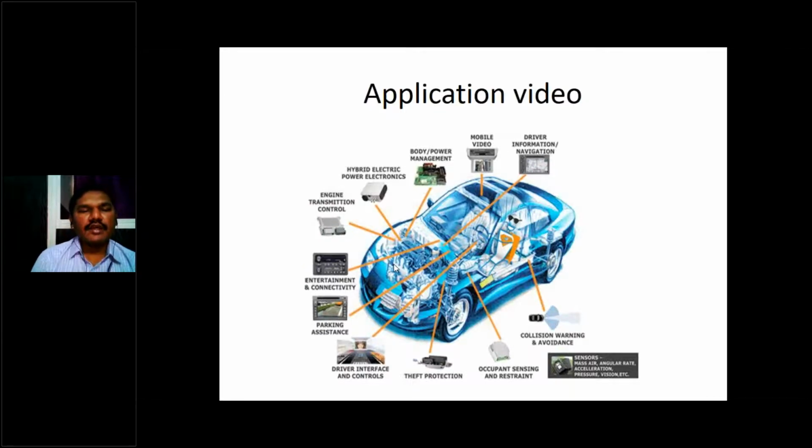Suppose you see here, this is an automobile car. This car has so many pieces of equipment internally that we cannot see outside. We see only the outer look. But being electronics and communication students, we have to see inside this car, how this car has become a smart car, and why this car is selling at a higher price.